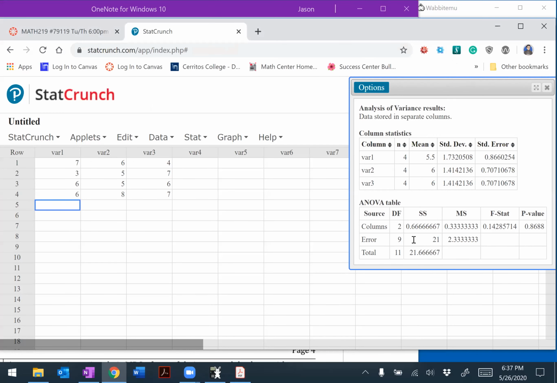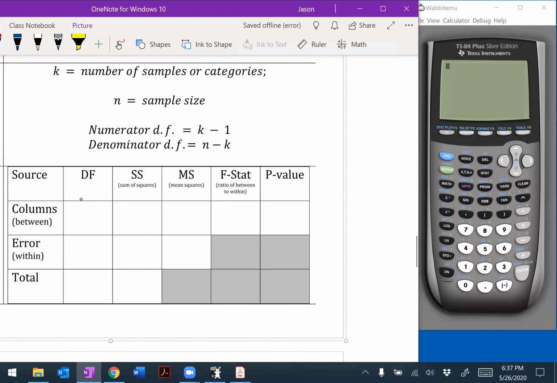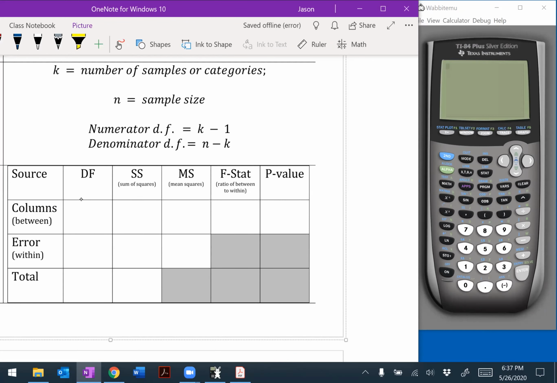Okay, the degrees of freedom for the columns was 2, and for the error was 9. So for the columns, the degrees of freedom is 2, right? Because what is the columns? The K is the number of samples or categories, so the number of samples that we have. In this case, K was equal to 3. So what's K minus 1? Well, that's 2 degrees of freedom.